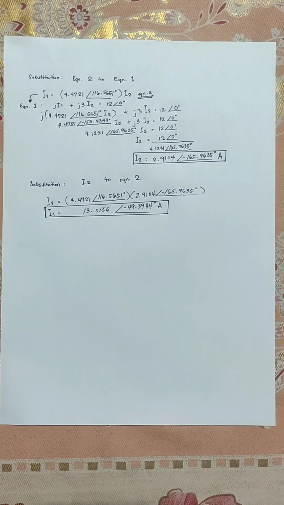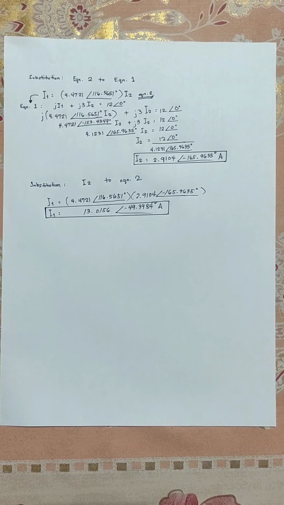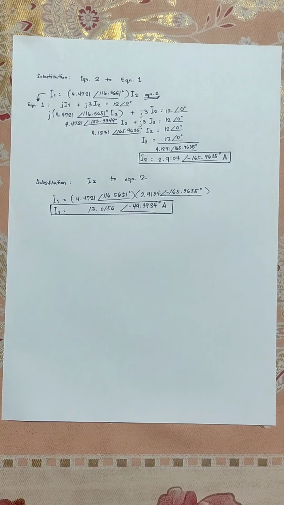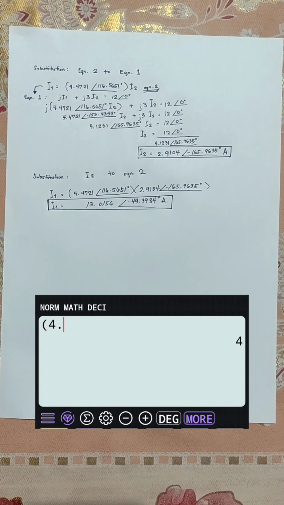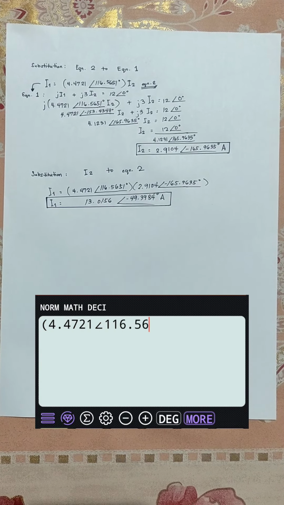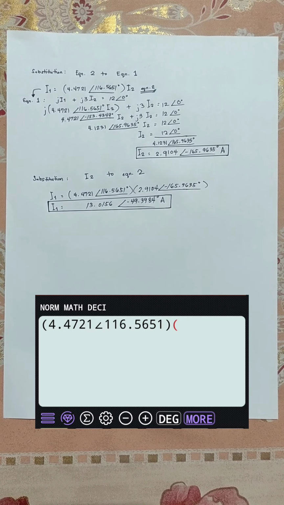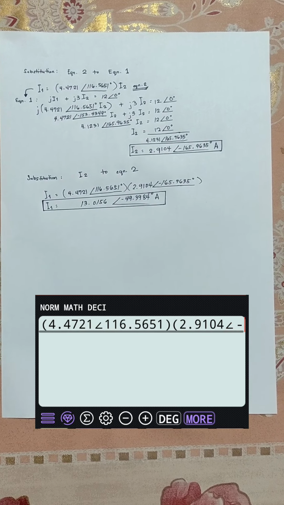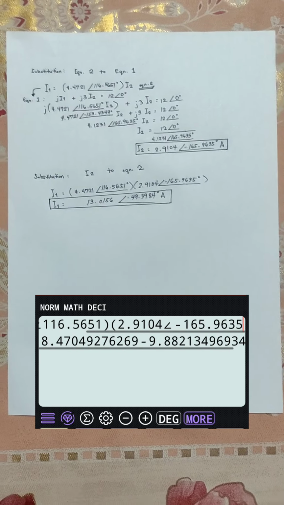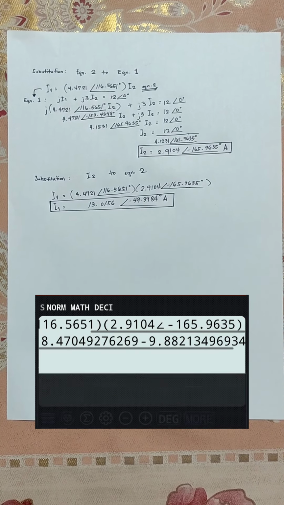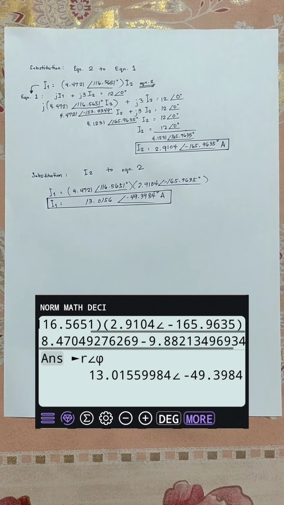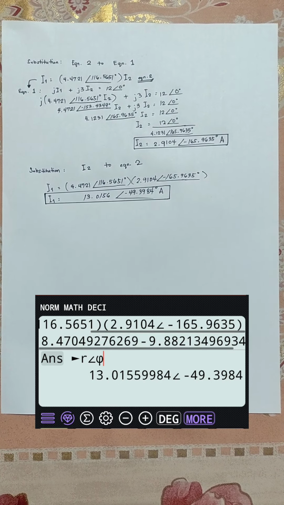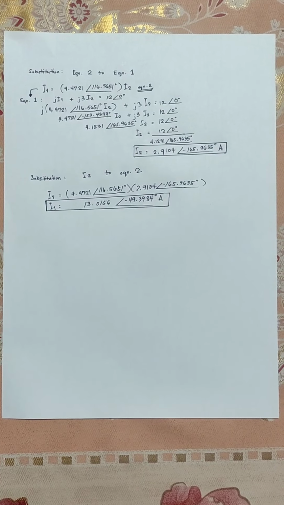Next, we will substitute the value of I2 into equation 2. We have equation 2: I1 equals quantity 4.4721∠116.5651° times 2.9104∠-165.9635°. Simplifying, we get the value of I1 equals 13.0156∠-49.3984° amperes.